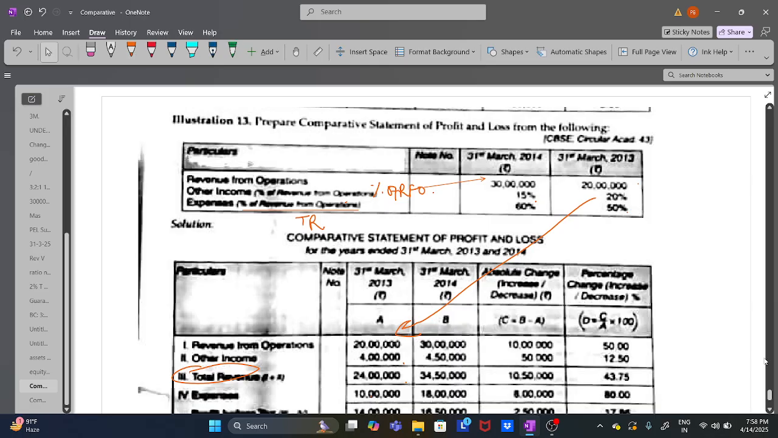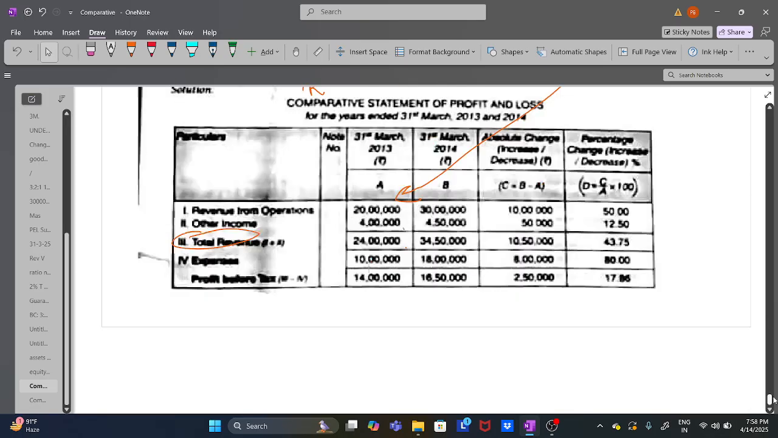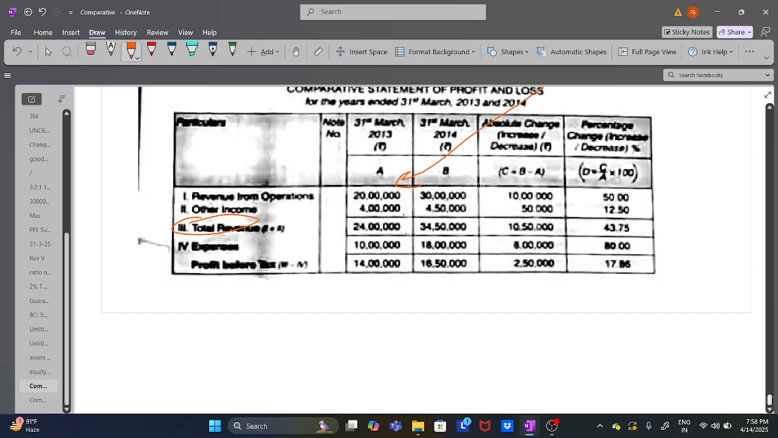It is of RFO. 50% of 20 lakh is 10 lakh. So what they have done is, 20 was the old amount, and 4 lakh is 20% of this. 24 lakh total income. Expenses are 50% of 20 lakh. 14 lakh is profit before tax. Likewise, these are also given as percentages. These percentages are different. Here it is 15, here it is 20%. So carefully copy the amounts. Follow these two columns. Find the absolute and percentage change for the same. Thank you.